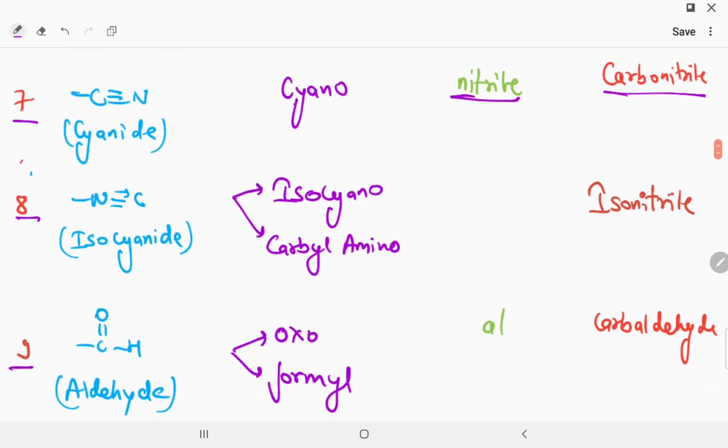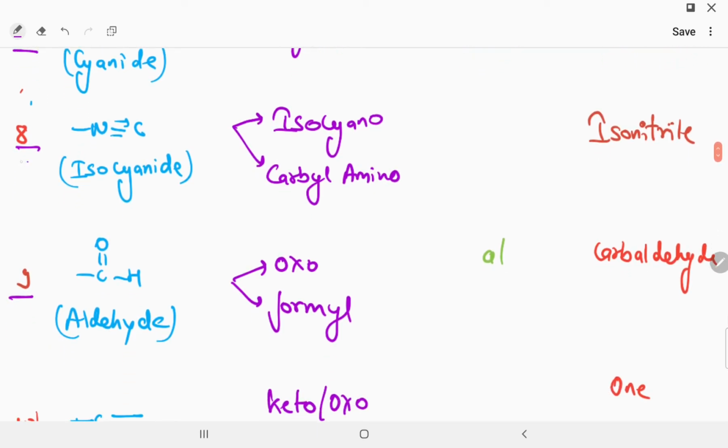So the cyanide prefix name is cyano, and carbon included is nitrile, carbon not included is carbonitrile. Okay. Now the eighth one is isocyanide. Isocyanide has two types of prefix, isocyano and carbylamino. Carbylamino is used when carbon is not included. Isocyanide is never carbon included. First of all, please remember it.